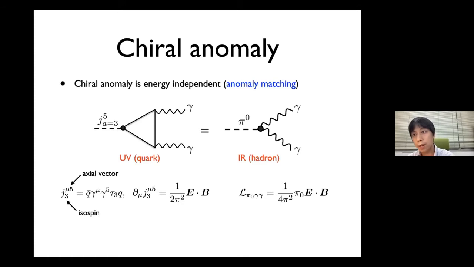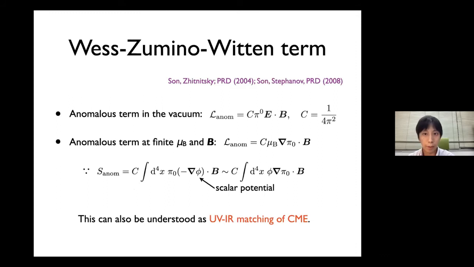But in medium, we have another type of anomalous term, which is related to the chiral anomaly. At finite baryon chemical potential in the magnetic field, we have this kind of additional anomalous term. So mu_B is the baryon chemical potential, B is the external magnetic field, and pi zero is the charge neutral pion again. And the coefficient C is the same as the chiral anomaly coefficient given by 1/4 pi squared here. So this is the anomalous term that I reviewed in the previous slide.